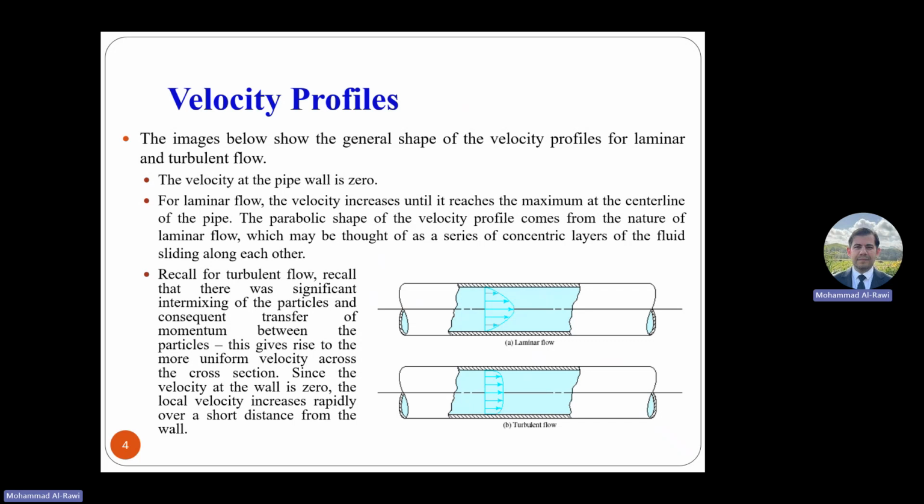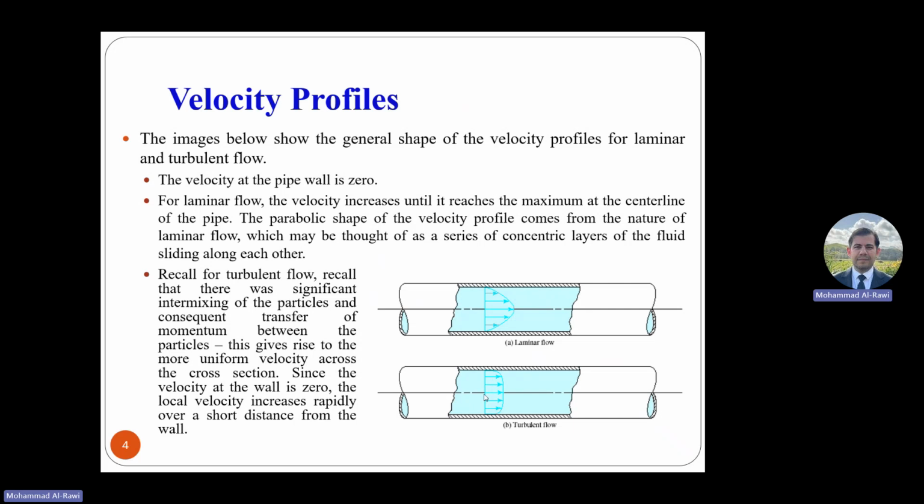Therefore, the velocity at the wall is also zero. The local velocity increases rapidly over a short distance from the wall. So you don't get that nice parabolic shape. You get a shape like that because close to the wall it starts increasing slightly until it reaches a velocity. Therefore, the one we assume for both should be the average velocity, not the maximum, not the minimum, which is zero. For laminar flow, the maximum divided by 2 will give you the average velocity.